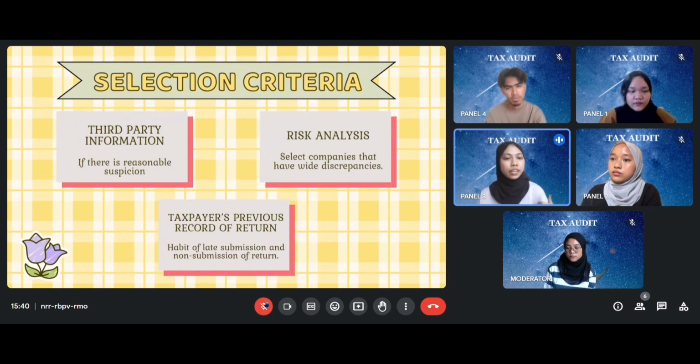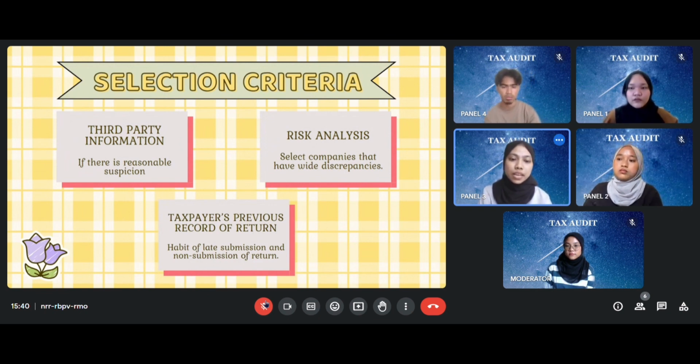The fourth selection criteria is third-party information. IRB will embark on a tax audit on another taxpayer if there is reasonable suspicion that such a taxpayer may have under-reported business. The fifth criteria is risk analysis. IRB compiles statistics on industry average on turnover and gross profit for all industries with the help of information technology.